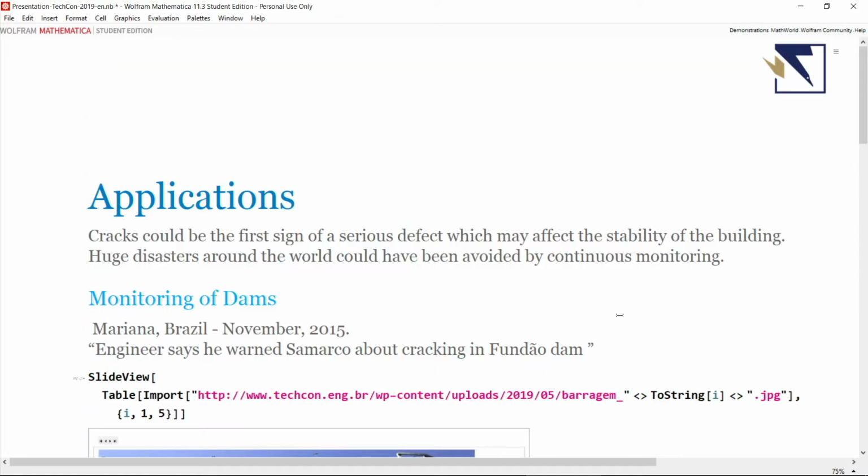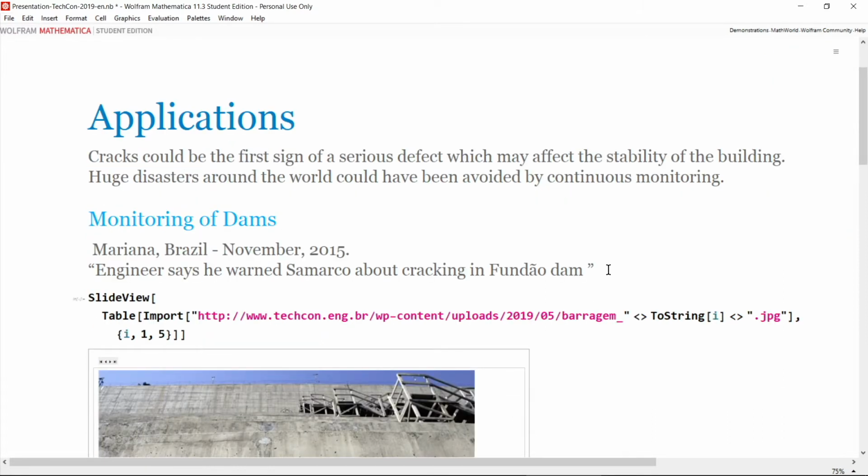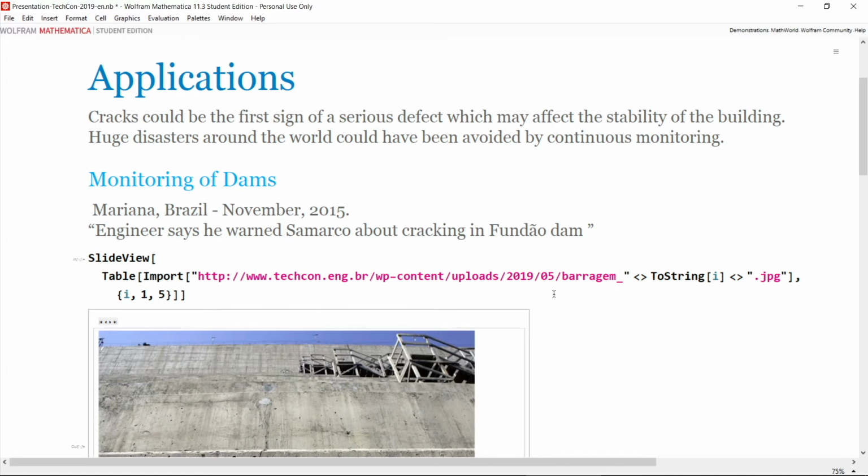Now I will talk about the applications, because around the world we have many examples of disasters that could have been avoided with the monitoring of the cracks.